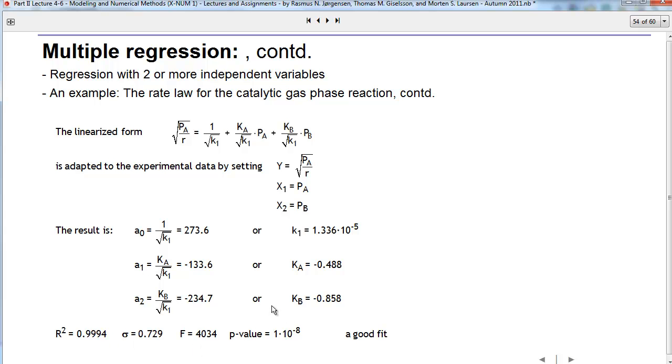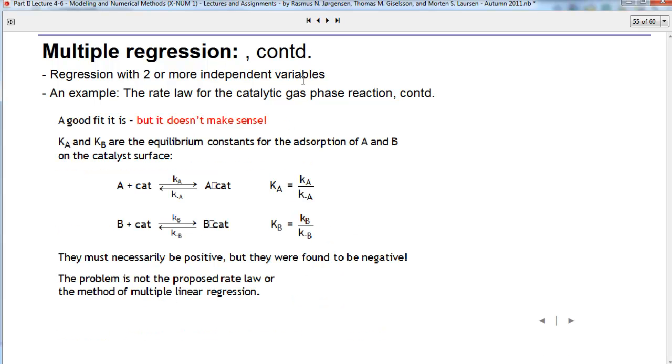However, if you're a chemist, you have probably noticed there's something wrong here. This one is negative. And that is not good. So it doesn't make sense. It's a nice model, but it doesn't make sense. So you need to use your common sense, because the equilibrium constants for these are defined like this. I think there's a sign missing here. So that must be positive. So what is wrong?